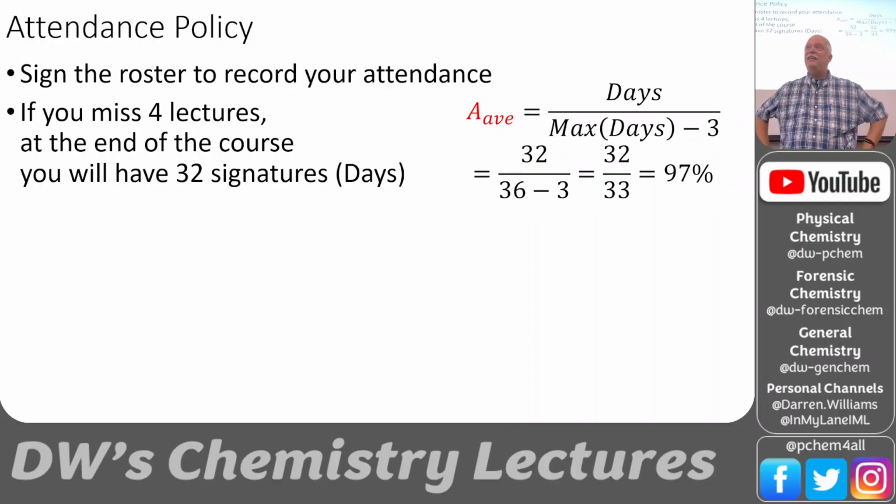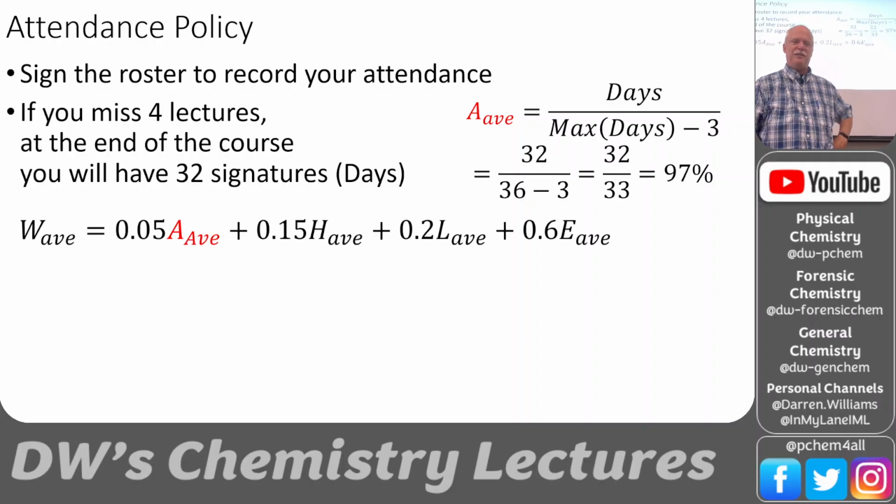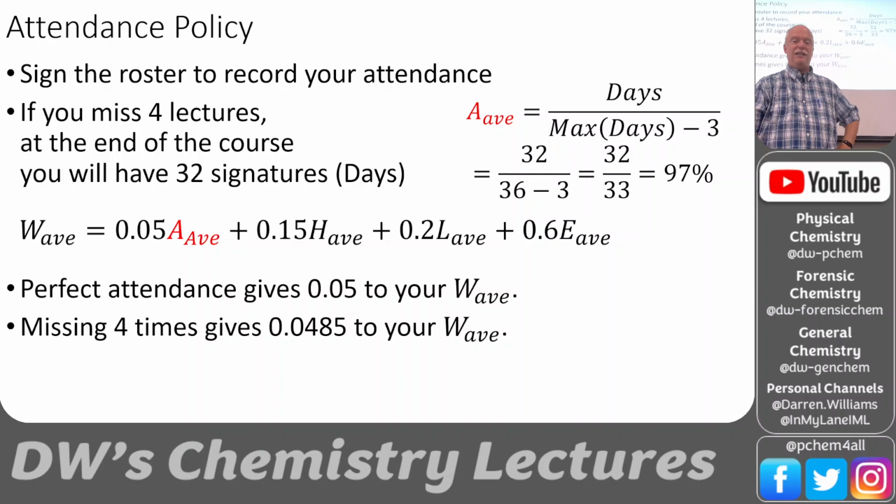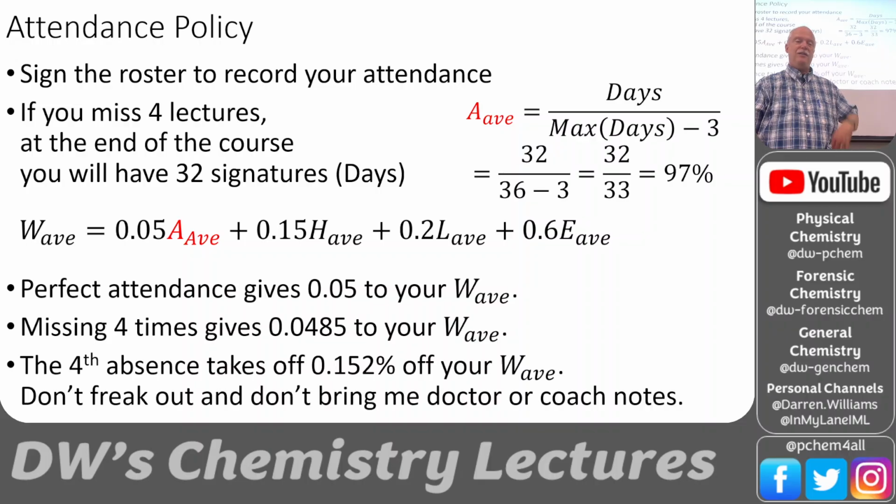Okay. But you're still saying, dang, that's 3 points that I'm leaving on the table. And that was what I consider would be typically an excused absence. Well, there's no excused or unexcused. I just count the number of signatures. So let's see what the impact on your weighted average would be if you had the 97 instead of a 100 on attendance. Okay. When you multiply that 0.97 by 0.05, you get 0.0485. And so that fourth absence took off not even 1%, it took off 0.152%. Okay. It's insignificant. So if you're missing 4 classes, it's not huge.